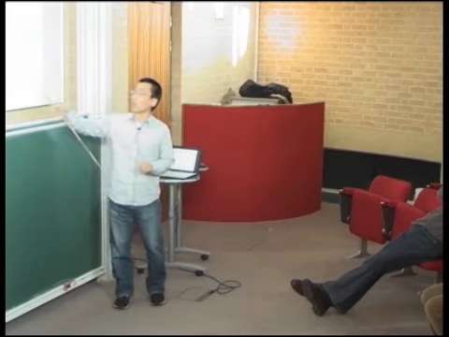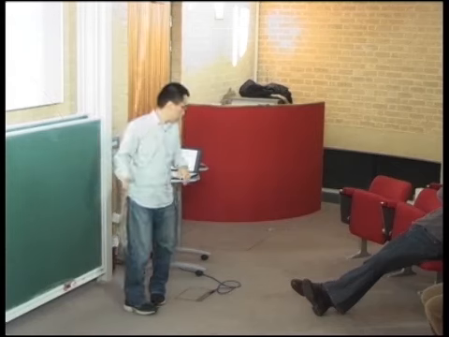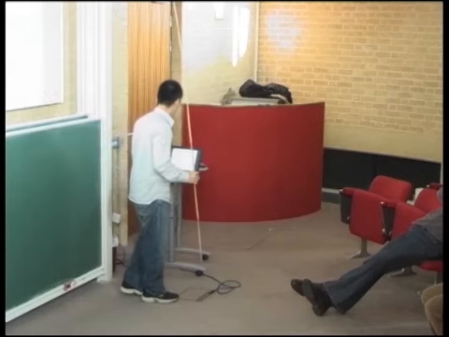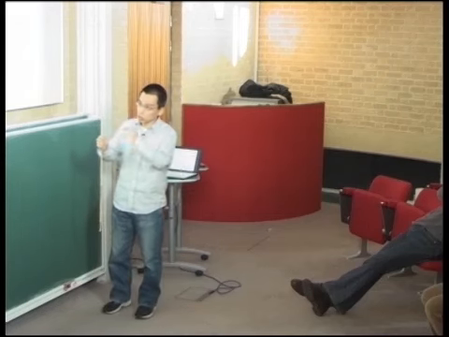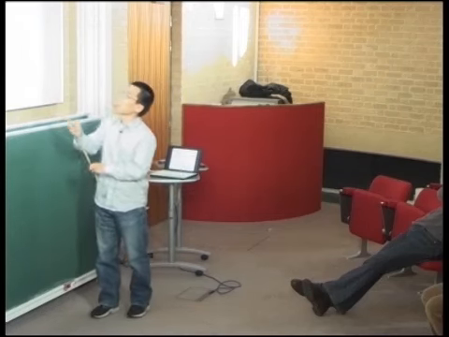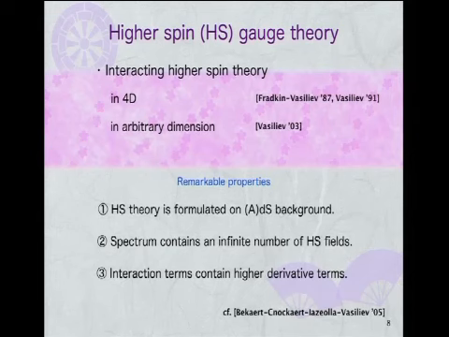the non-trivial thing happens here. It was discovered that the interaction of higher spin can be introduced consistently, which was discovered by Fradkin and Vasiliev, in '87 and '91, in 4 dimensions first. And after that, such an interaction can be introduced in any dimension.